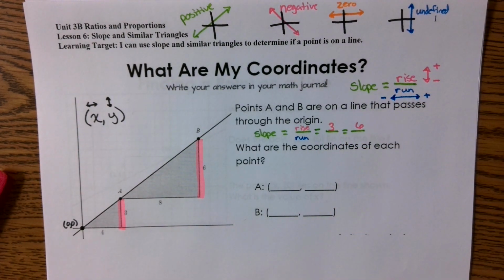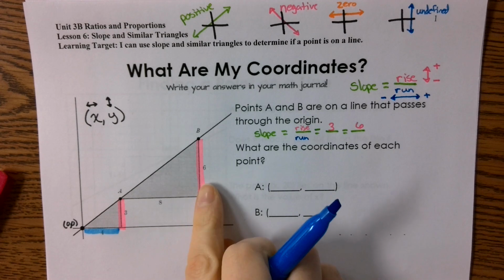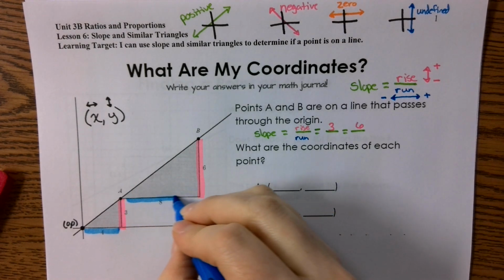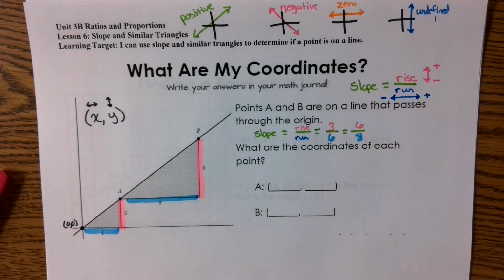I also have 2 different run values. When my rise was 3, my run was 4. When my rise was 6, my run was 8. So we have a 6 and an 8.